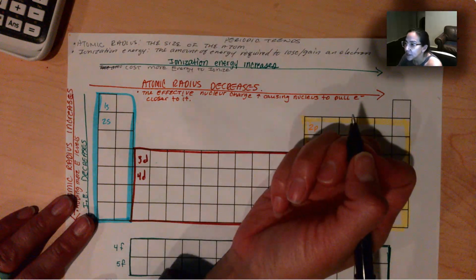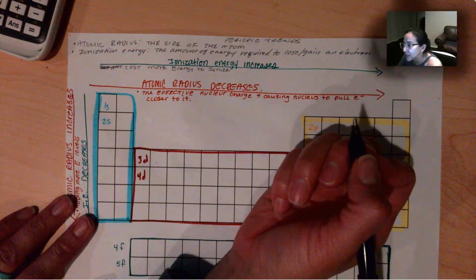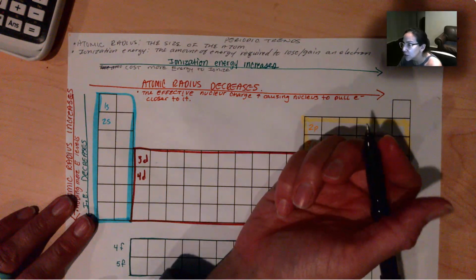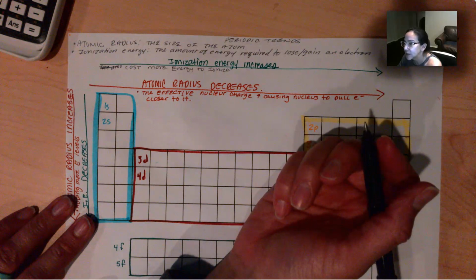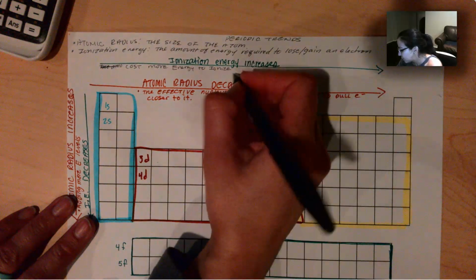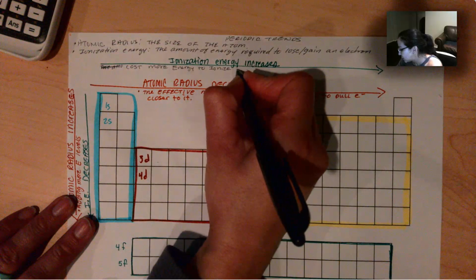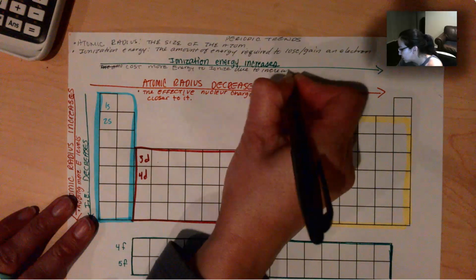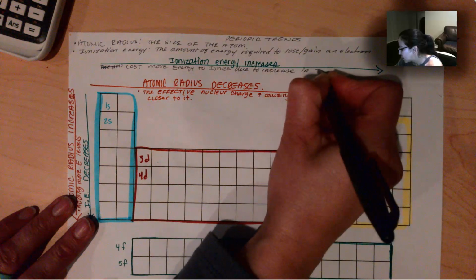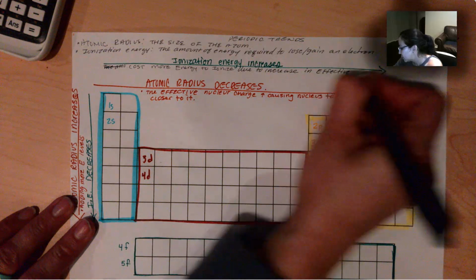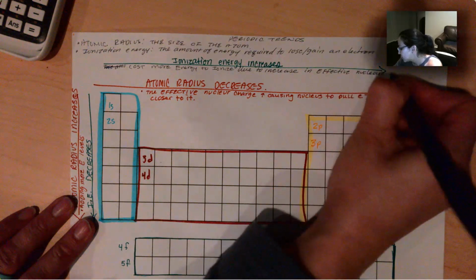And the reason it costs more energy to ionize is because the effective nuclear charge increases. The effective nuclear charge is holding on to those electrons very, very tightly, so it costs more energy to ionize, to gain or lose an electron, right? To ionize due to increase in effective nuclear charge.